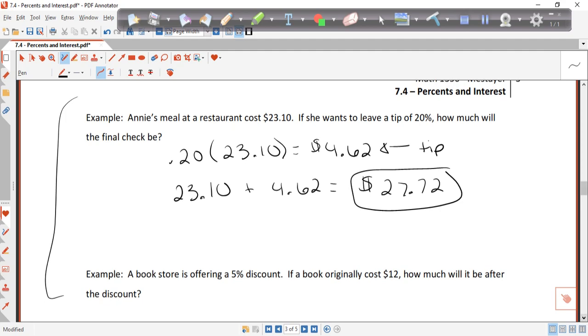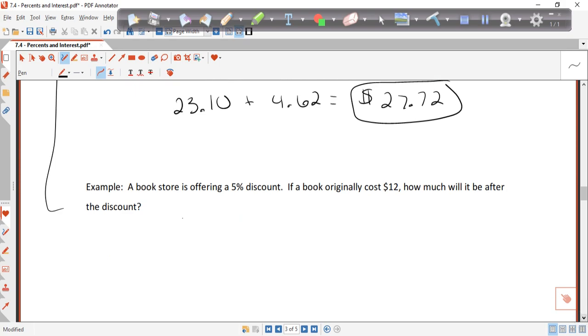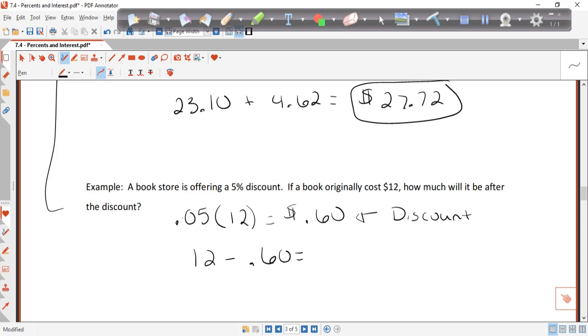Okay, the next one is a similar problem, except this time, instead of increasing the cost, because here we had to add the tip, here we have a discount. A bookstore is offering a 5% discount. If a book originally cost $12, how much will it be after the discount? So we're going to take our 5%, multiply it times the cost of the book. That'll give me 0.60, so 60 cents is the discount. And this time, since it's a discount instead of something that we're adding to it, we're going to subtract. And we get $11.40.